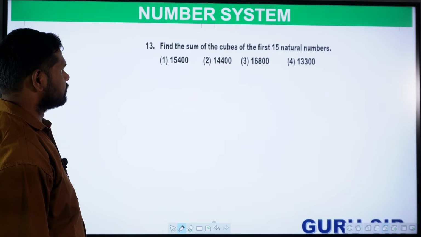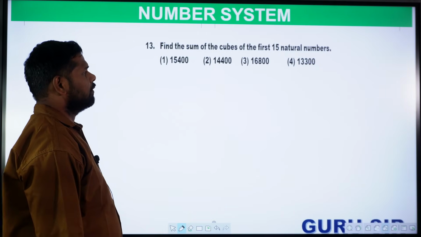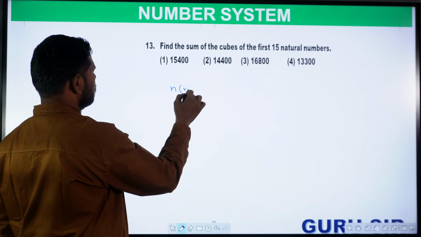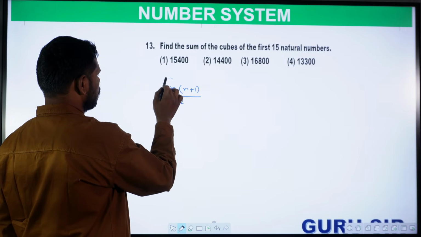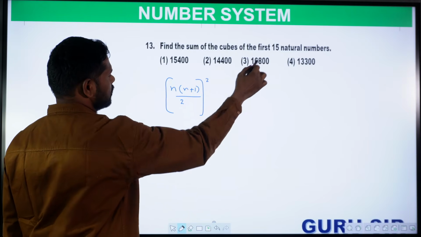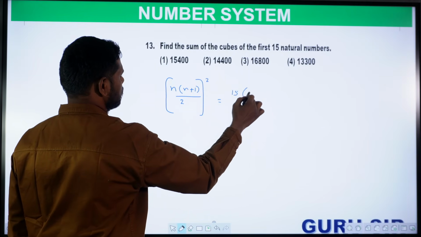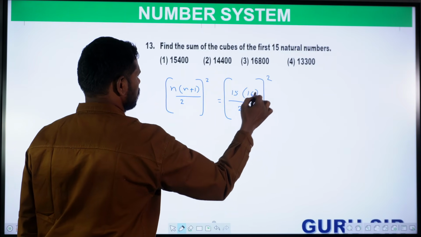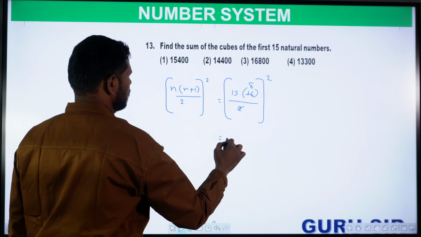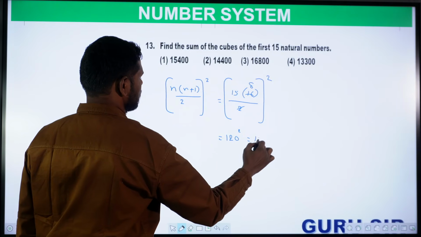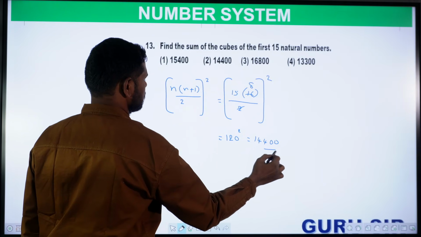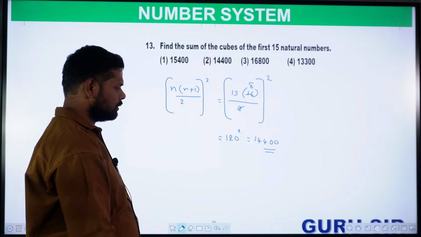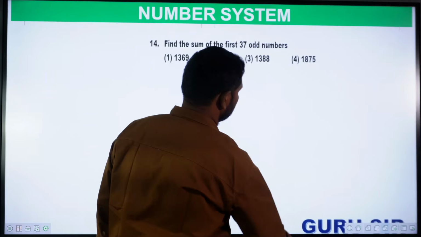Find the sum of the cubes of the first 15 natural numbers. The sum of cubes of the first n natural numbers is n into n plus 1 by 2, whole square. Here n is 15. So 15 into 16 by 2, whole square. 2 8 so 15 into 8 is 120, square, nothing but 14400. So again completed. Next one, all are very basic questions.